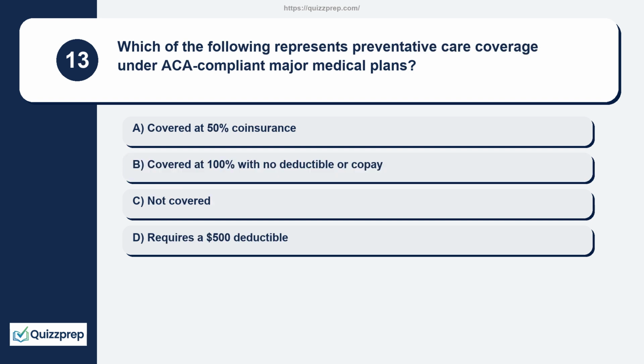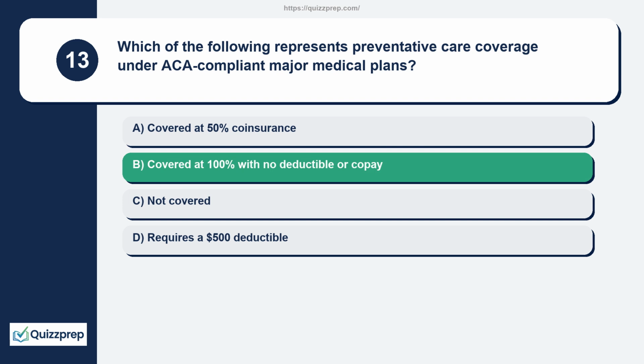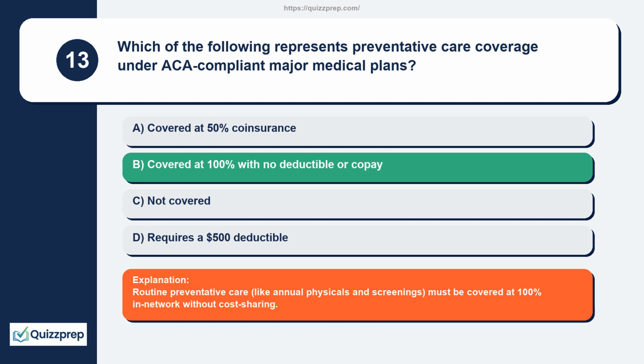Question 13. Which of the following represents preventative care coverage under ACA-compliant major medical plans? Covered at 50% co-insurance. Covered at 100% with no deductible or copay. Not covered. Requires a $500 deductible. Routine preventative care, like annual physicals and screenings, must be covered at 100% in network without cost sharing.